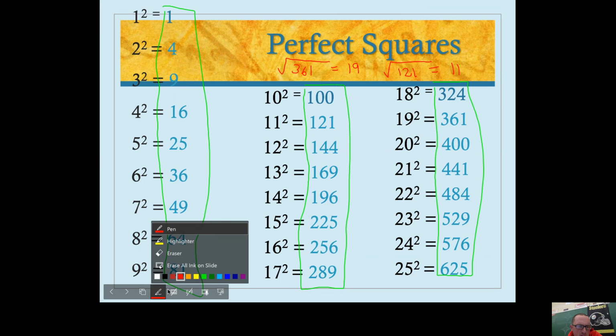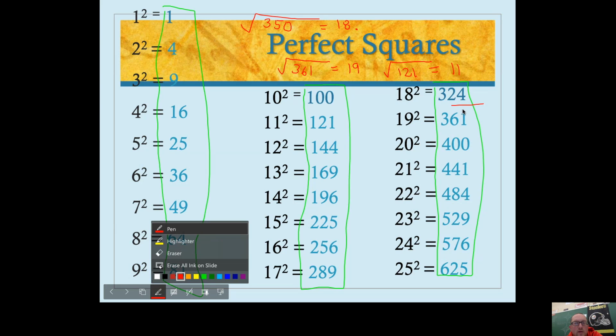What happens if it's not a whole number? For example, what if you're doing the square root of, I'm just making this up now, 350? What times itself gives you 350? Well, look at your list. 350 is not on your list, but it would live right here. So your answer is going to be in between 18 and 19 because you know 18 squared is 324. You know that 19 squared is 361. So the square root of 350 is going to be 18 point something.